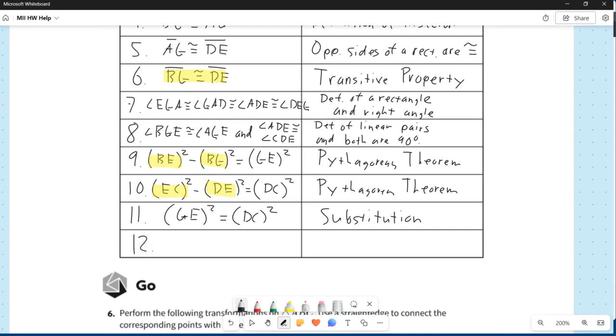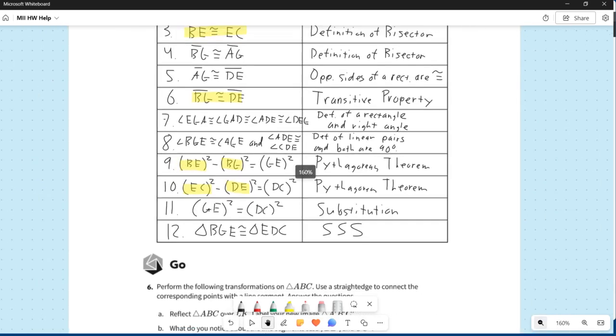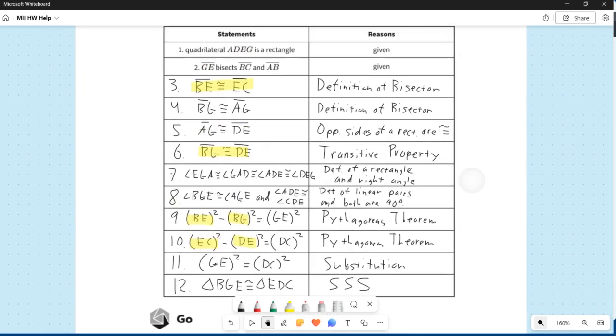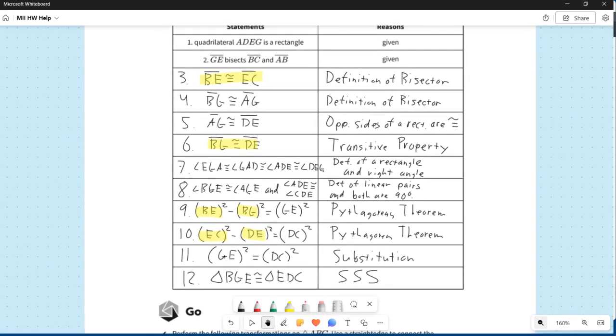So therefore, for statement number 12, we can write our conclusion, which is that triangle BGE is congruent to triangle EDC, because we have established the congruence condition of side, side, side. And so that is the completion of our proof from start to finish.